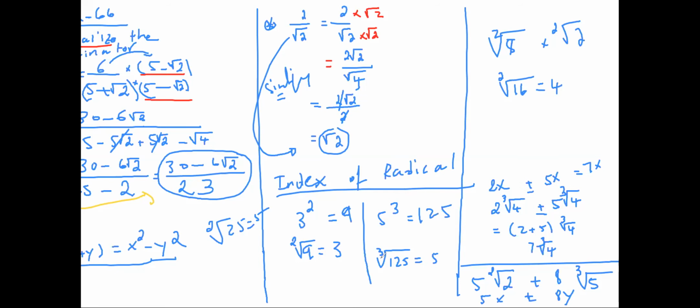And the index could be any whole number, basically. I mean, it could be anything from 2 and up. Okay, so let me give you another example. What is 2 to the 4th? 16. That's the exponential form. Let's write this in radical form. How do you write this in radical form?